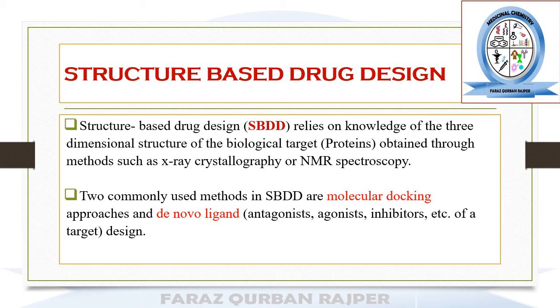These structures can be evaluated through different techniques like X-ray crystallography or NMR spectroscopy, that is, nuclear magnetic resonance spectroscopy. There are mainly two methods that are used in structure-based drug design. One is molecular docking, second is de novo ligand-based drug design. The second method is mainly used for the discovery or design of antagonist, agonist, and inhibitor types of drugs.